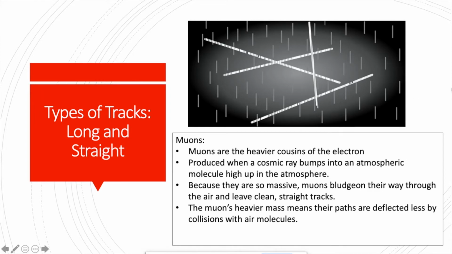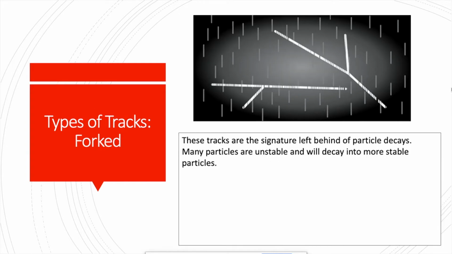So then an even longer straight track is evidence of a muon. You remember that muons are electrically charged like electrons, but they're heavier. They're the second generation of leptons in that electron, muon, tau series. They're produced when cosmic rays bump into atmospheric molecules high up in the atmosphere. Because they're so massive, muons just mash their way through the air and leave a clean, straight track. So they don't bounce off of the atmospheric molecules the way electrons and positrons do. They're less deflected by collisions with air molecules.